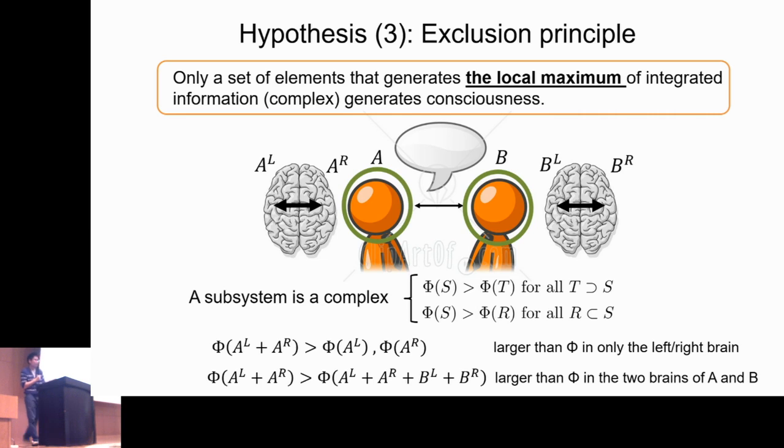So the final one is the exclusion principle. There's a question whether the whole brain really generates higher information than the left or right brain alone, and that would be one test for this exclusion principle. So the whole brain needs to generate higher integrated information than the left or right brain. That's probably one thing we need to test.